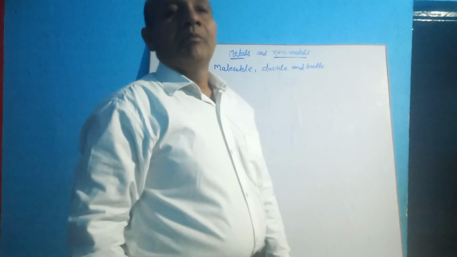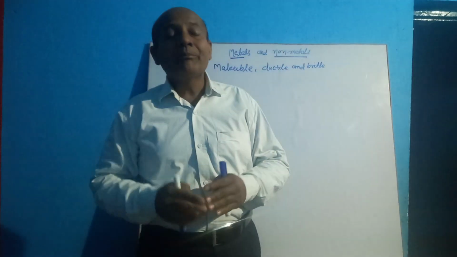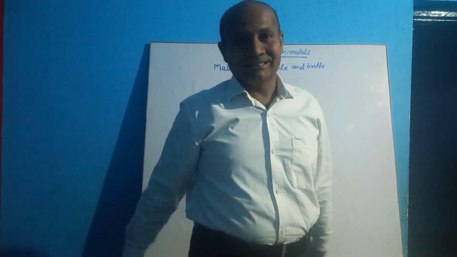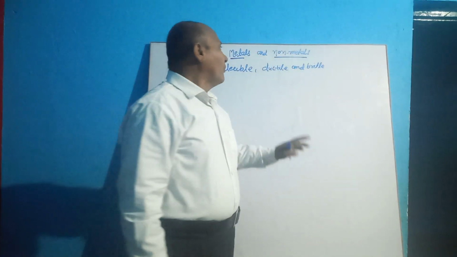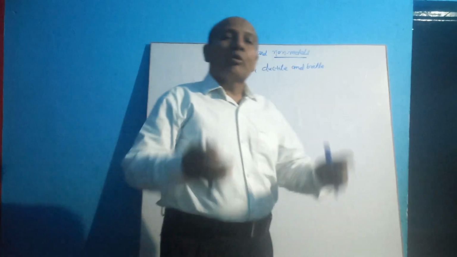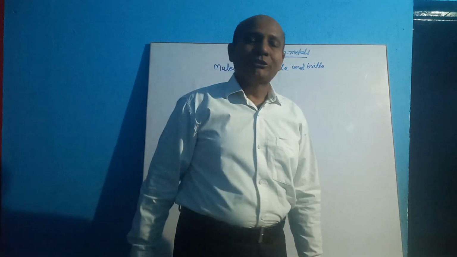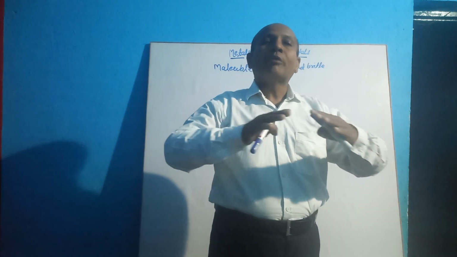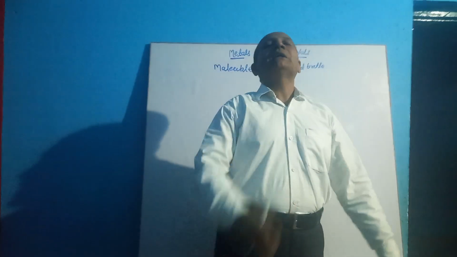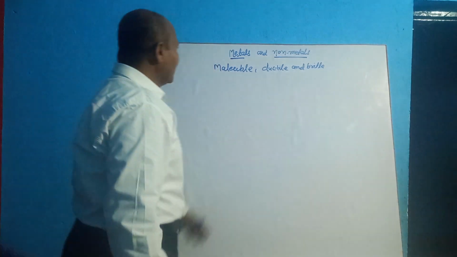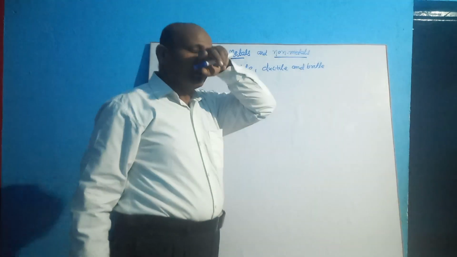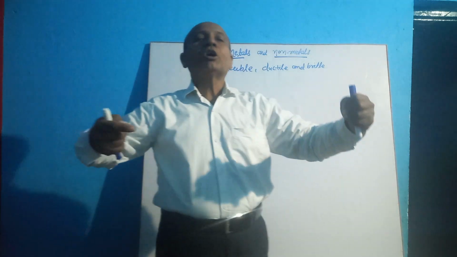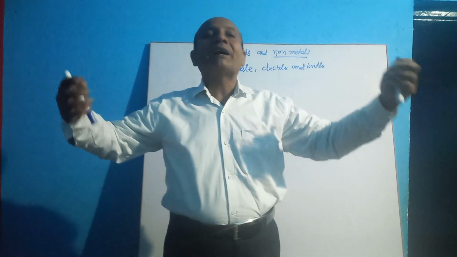Malleable means which can be beaten with a hammer to form thin sheets. Malleability is the property of elements due to which they can be beaten with a hammer to form thin sheets without breaking. Next, ductile. Ductile means which can be stretched or drawn into thin wires.